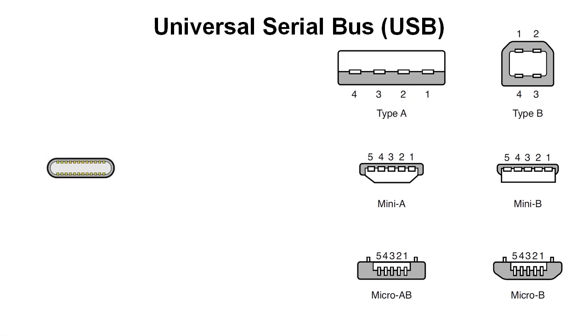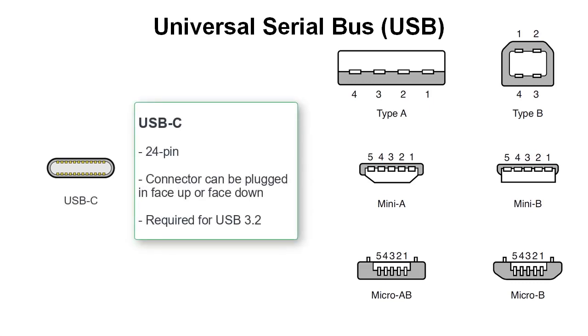The latest port as of the recording of this video is USB-C, which we mentioned before is required if you want to run USB 3.2 SuperSpeed Plus. This port is a little bit different. This is a 24-pin port. One of the nice things about this is you can plug in the connector face up or face down. Doesn't matter. With the previous USB ports, it had to be oriented in one way, for example, with Type A or Micro B. So, a 24-pin port. Devices started using it around 2016, 2017, and it's very common on smartphones and some other mobile devices nowadays.